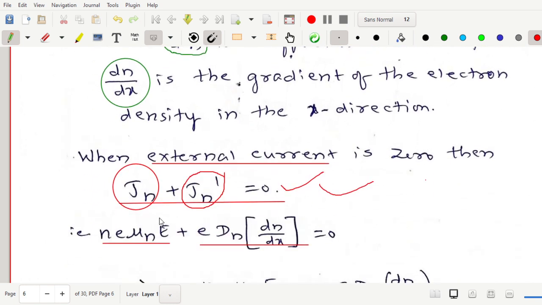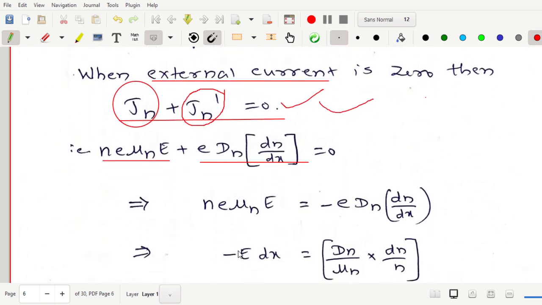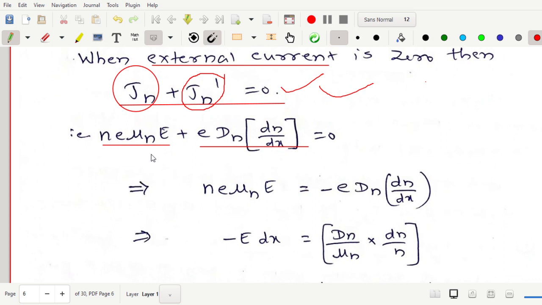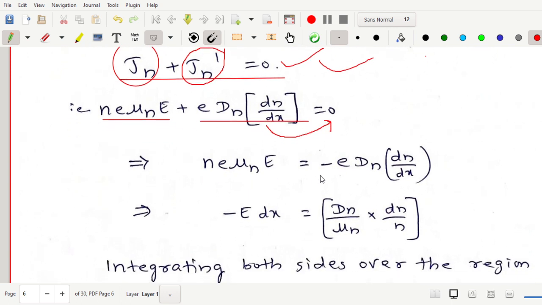Now what we have done is, we have substituted the values of Jn and Jn dash here. From here onwards, it's just mathematical steps. Now what we will do is, we will take the second term. We will transfer the second term onto the right hand side. When we do that, what we get is, here there will be a negative sign.